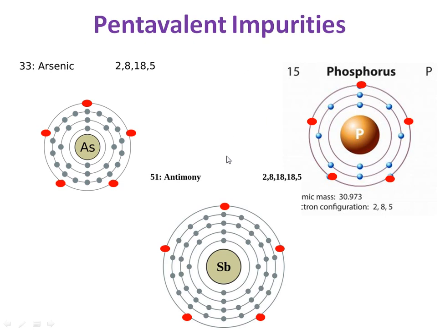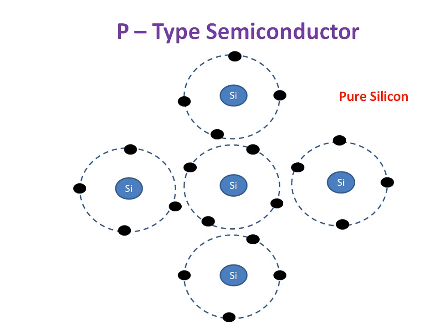Okay. So why should we study impurities? Because intrinsic semiconductor is not suitable for making electronic devices, so we need an extrinsic semiconductor. Extrinsic semiconductor, based on the impurities, is classified as N-type and P-type.